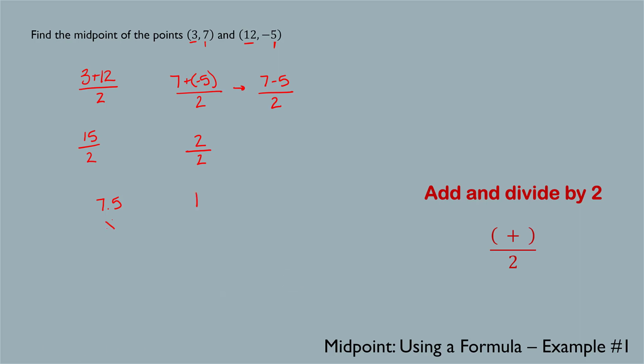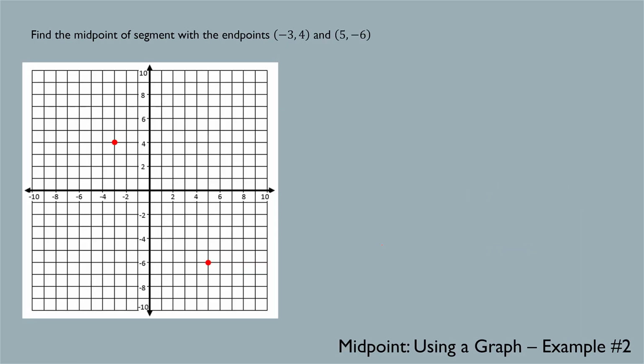So now I have the average of my x, the average of my y. You put them together and that's your midpoint. So we can use a formula to find our midpoint, averages in other words. We could also use a graph.